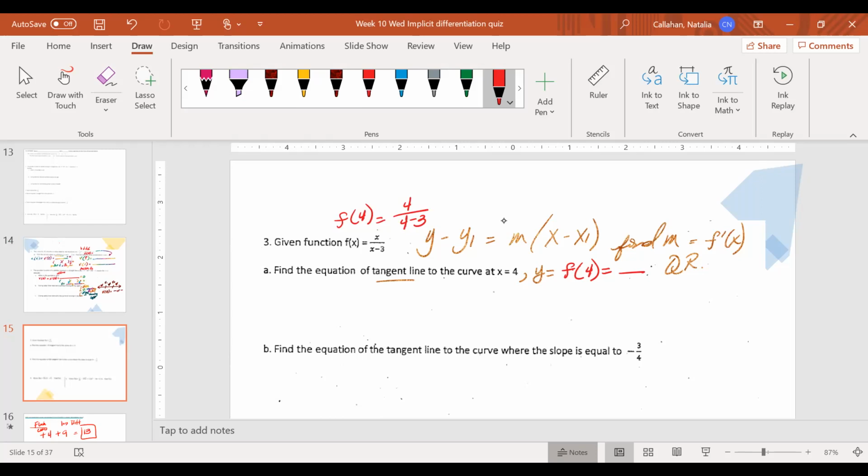Okay, so for B, find the equation of the tangent line to the curve where the slope is equal to -3/4. So you have your derivative, f prime of x. You are going to set that f prime of x, the slope, equal to -3/4. Set that derivative to -3/4. And then you are going to solve for x.